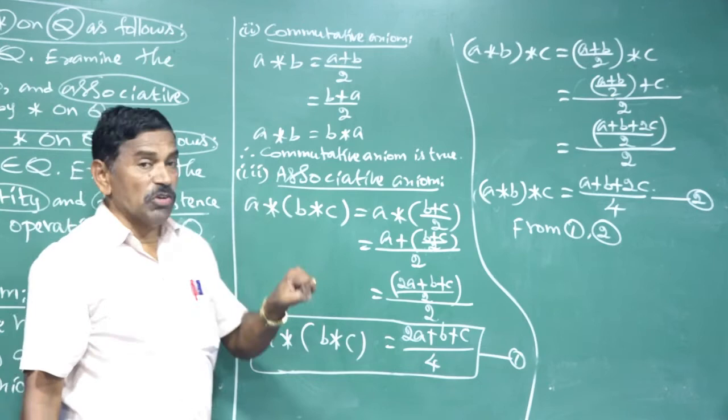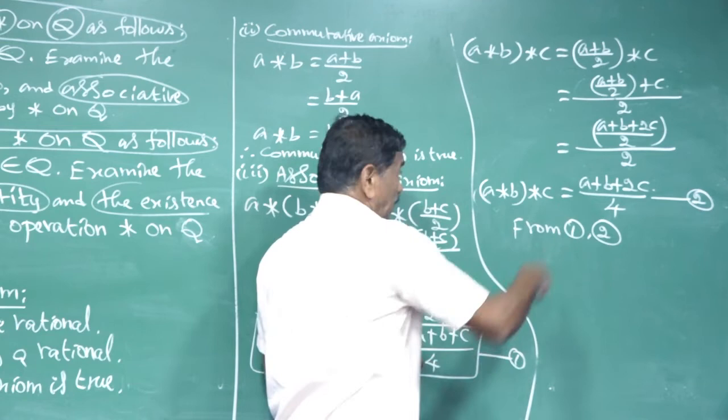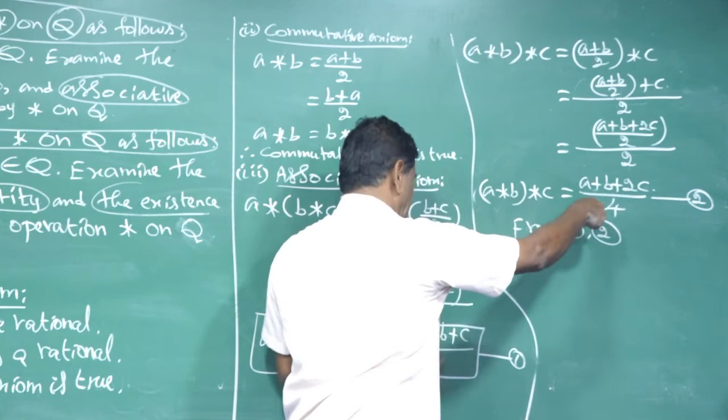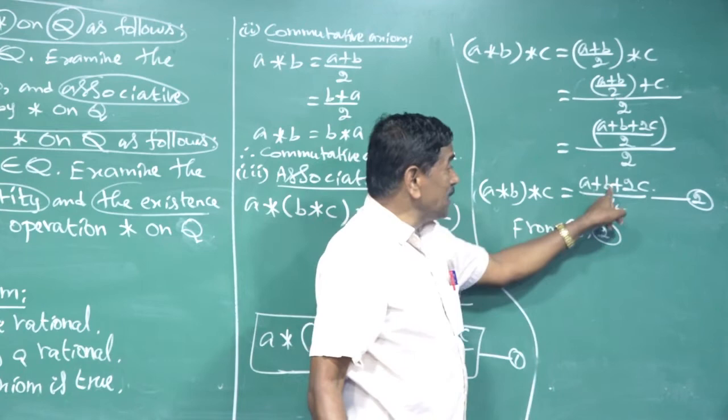Listen, here 2A, but here 1A. So 2A plus B plus 2C. Here 1C, that is 2C. But by 4 fix it. Here 2A plus B plus C is not equal to A plus B plus 2C, so the RHS are not equal, therefore the LHS are not equal.